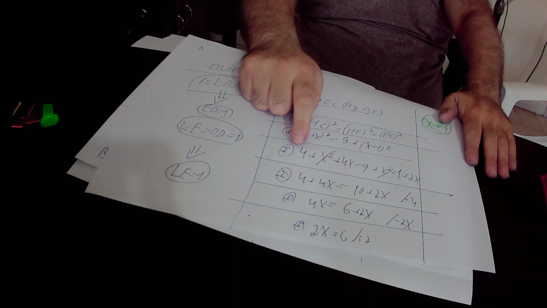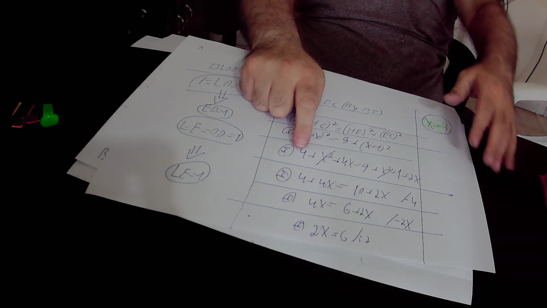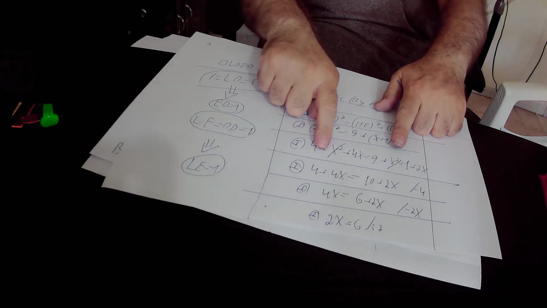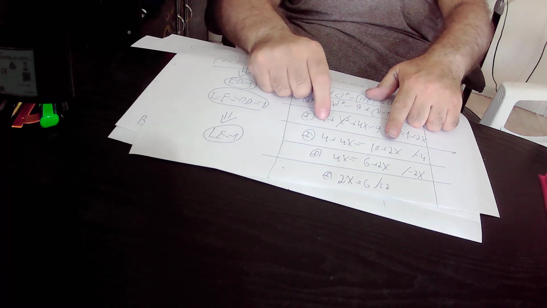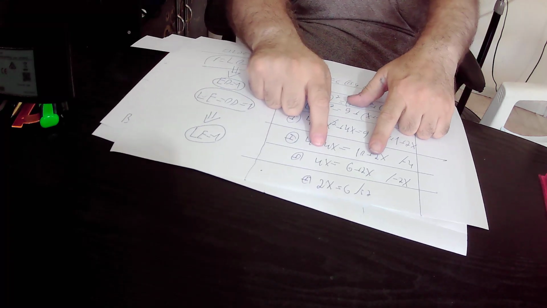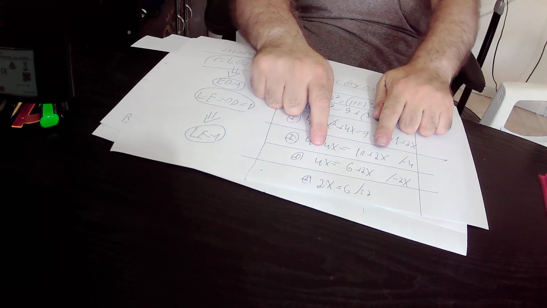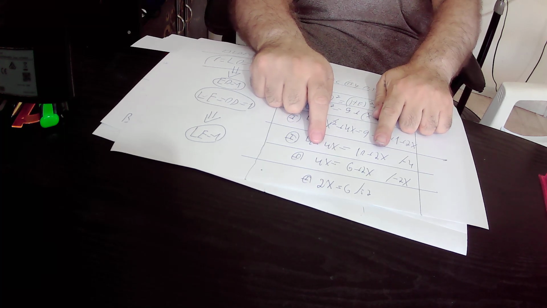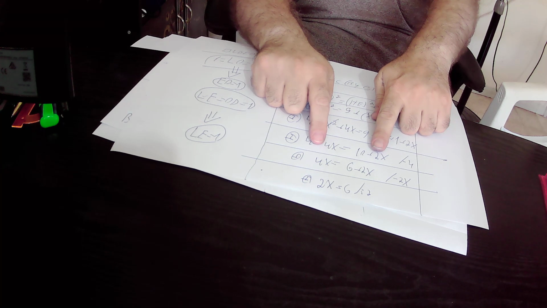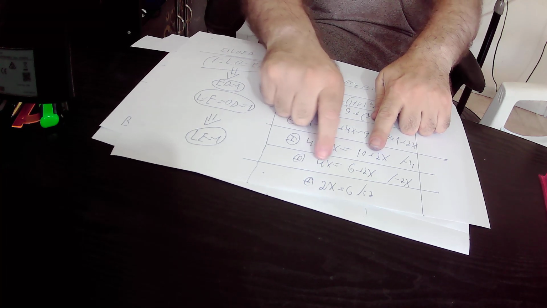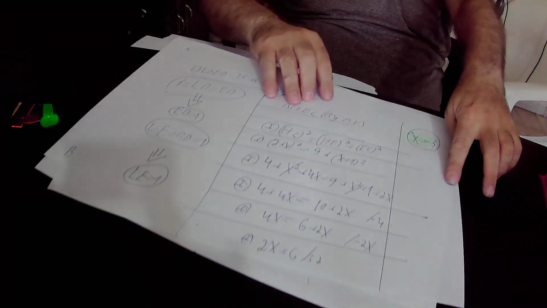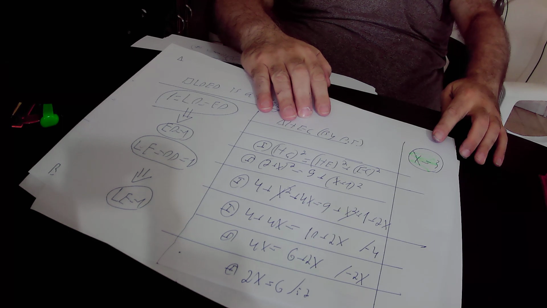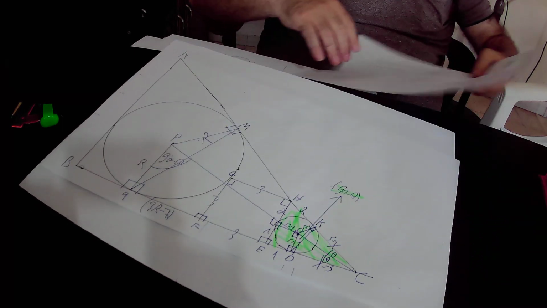So here we subtracted 4 from equation number 1, and we found that 4X equals 10 minus 4, that is 6, plus 2X. Then we subtracted 2X from equation number 1, and we found that 4X minus 2X is 2X, so 2X equals 6. We divided equation number 1 by 2, and we found that X equals 6 over 2, that is 3.